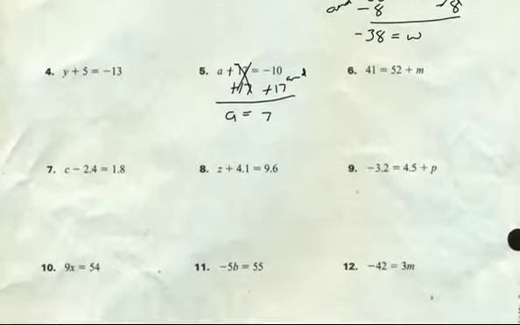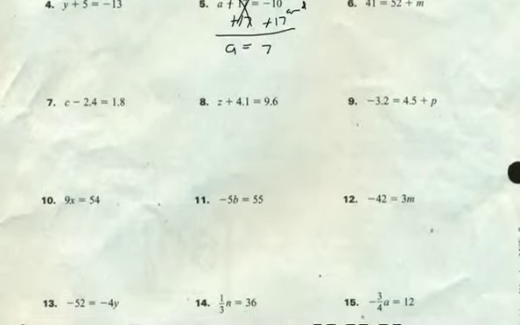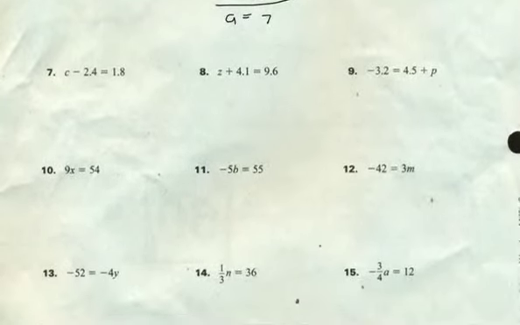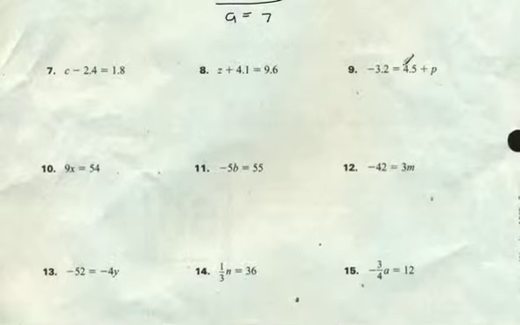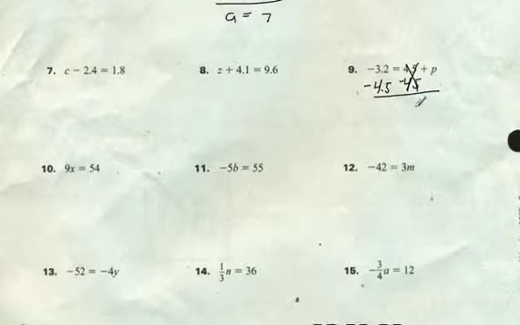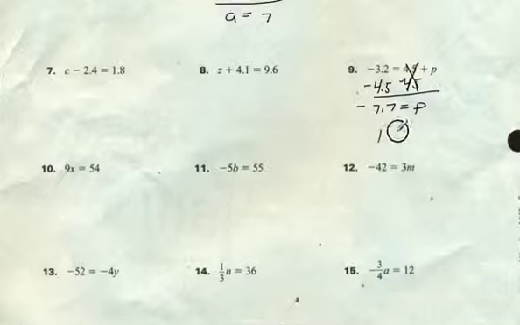Okay, we can deal with positives and decimals the same way. So let's go ahead and do this one over here. So I have to get rid of the 4.5, so I'm going to take a negative 4.5 on both sides. Okay, that's going to cancel. And I'm going to be left with my p equals, and I have a negative and more negatives, so I'm simply going to add them up. So that's going to be negative 7.7.